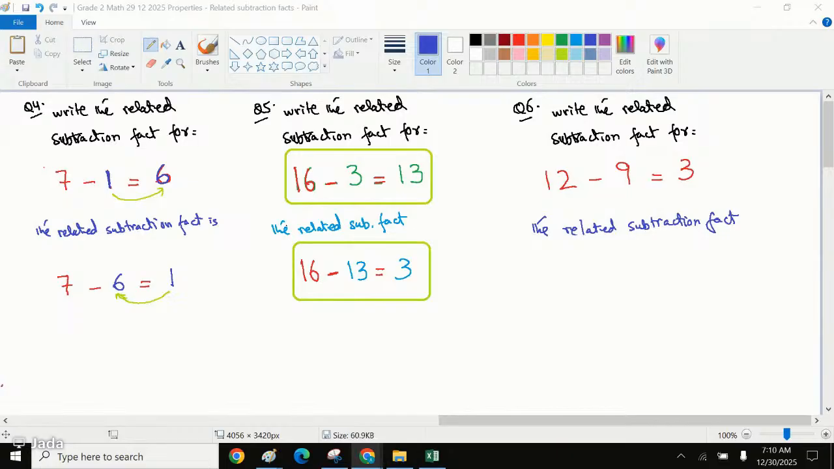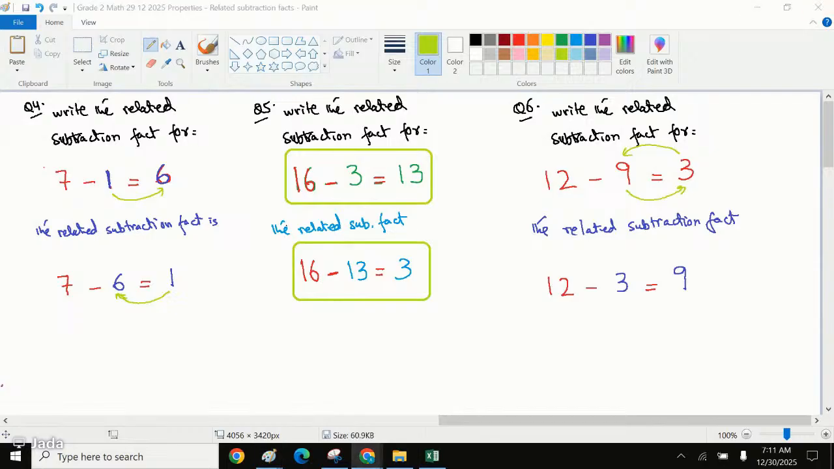So 12 minus 9 was equals to 3, right? Then the related subtraction fact should be, the bigger number still stays the same. 12 minus a number would be equals to an answer, right? The question was 12 minus 9, we get an answer that is 3. So the related subtraction fact should be, we just need to swap the places of 9 and 3. That means it becomes 12 minus 3 was equals to 9. We simply need to swap the places of these two values, right? Agreed? The sum of 3 and 9 would always be 12. Okay? Thank you. Let's move on to the next.